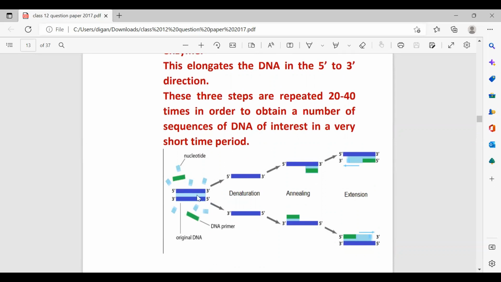So look, in the first stage, by using the high temperature it breaks the bonds and both the strands are separated. Next step, the primer is attached to the template DNA in the 3' direction, and then it grows, and this growth is from the 5' end to the 3' end.